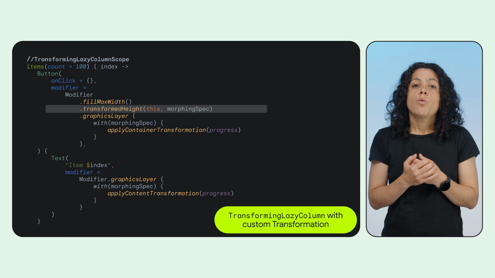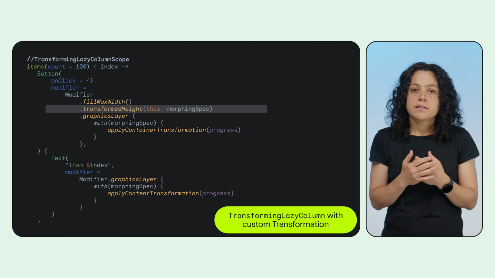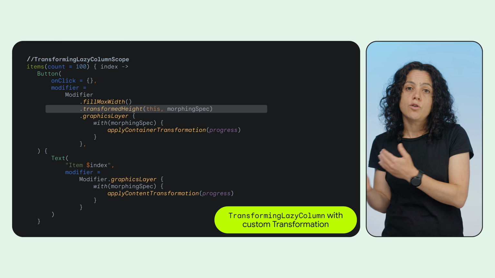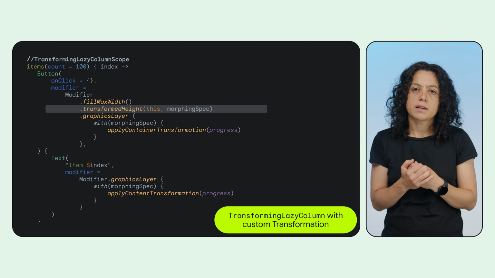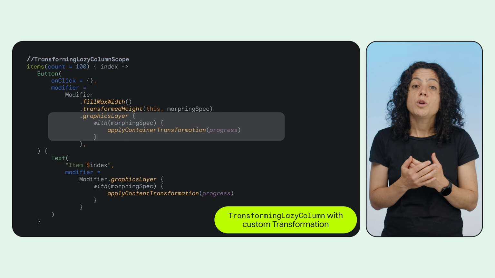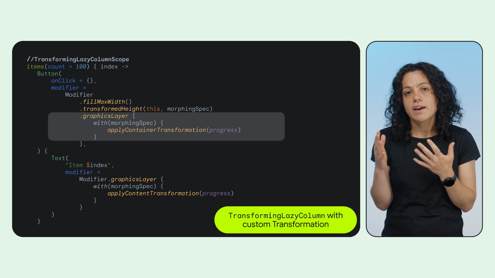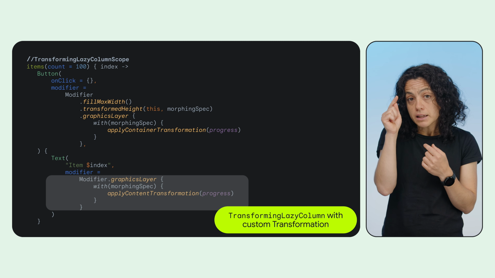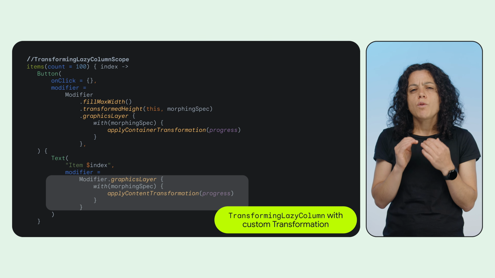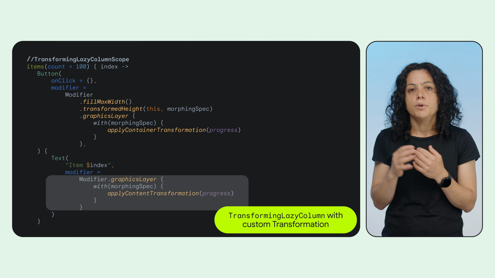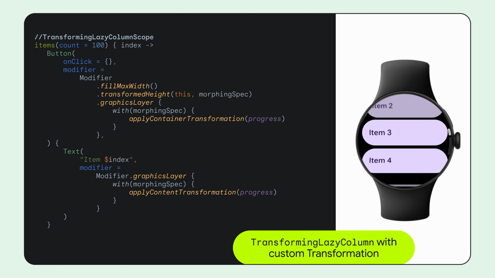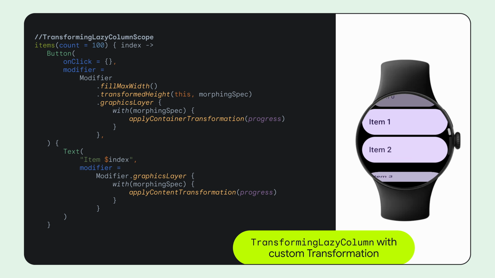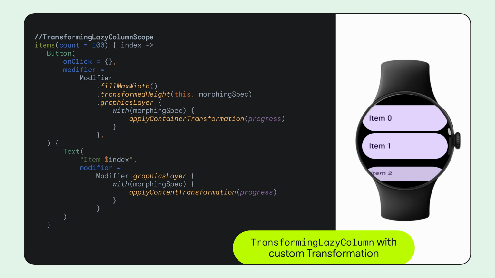As before, we use modifier transformedHeight to calculate and pass the height of the item to the transforming lazy scope, based on the transformation spec. Then, we use the graphic layer to apply effects to content. Note that since we want to rotate both the button and the text inside it, we apply the effect also at the text component. And that's it. You get a custom transformation that makes the bottom list item rotate as it approaches the end of the screen.